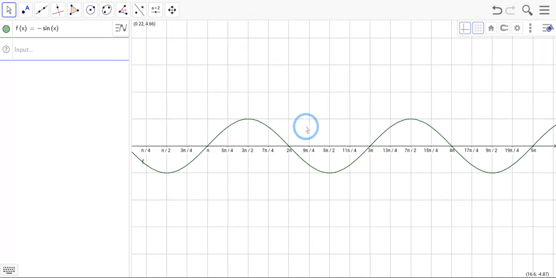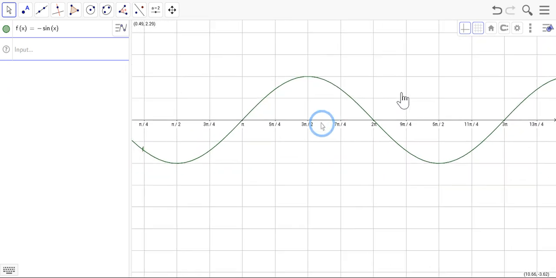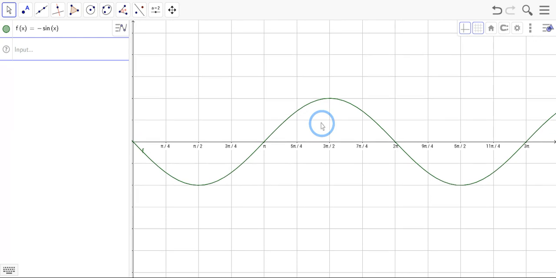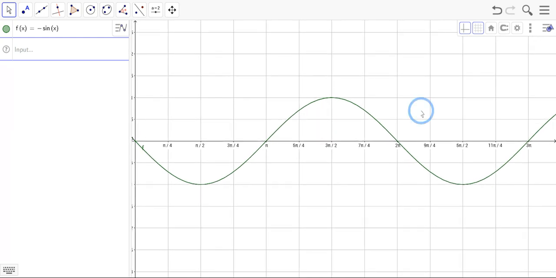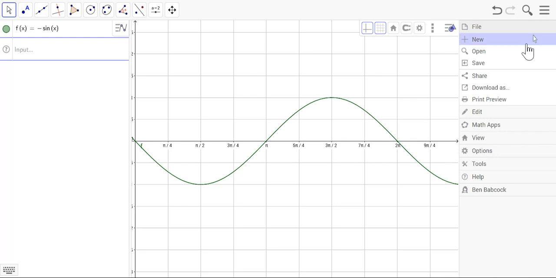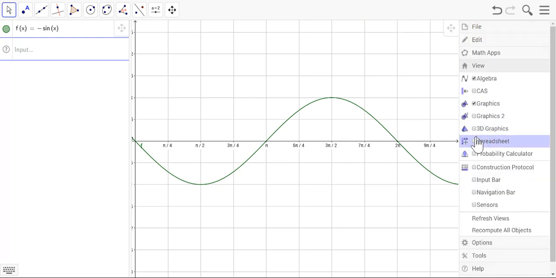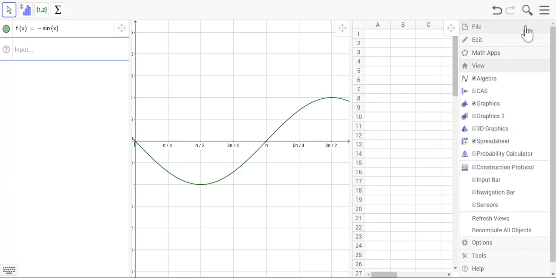Zoom in a bit. We're only interested in the period from 0 to 2 pi right now. Next, we need some points. We're going to come up with some slopes of tangent lines. So there's a bunch of ways you can do this. I like to use the spreadsheet. So go up to the settings menu, go down to view, and turn on a spreadsheet panel.